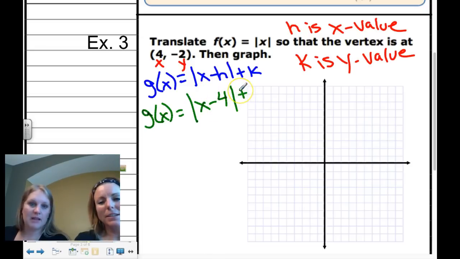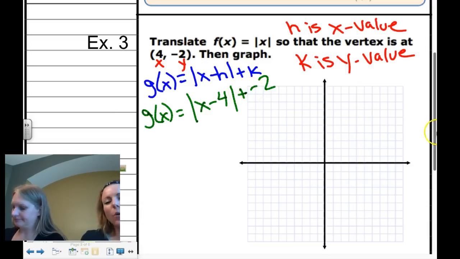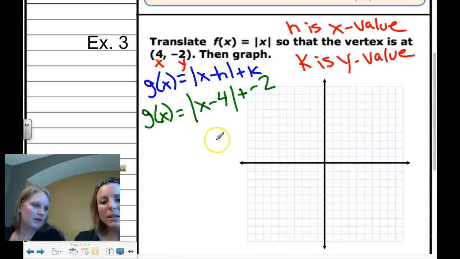And then plus, in here, it's a negative 2. You can write it like that or write it as minus 2. Either one is totally correct. Okay, so there's the rule. And so now let's graph.